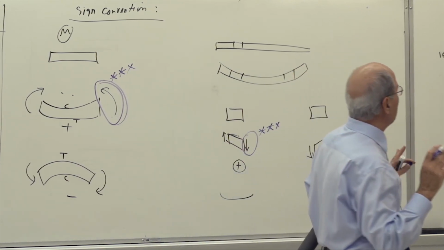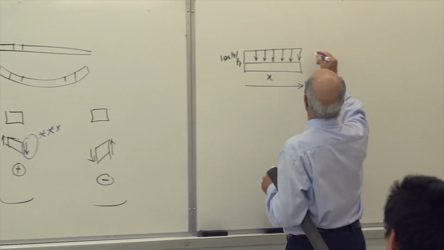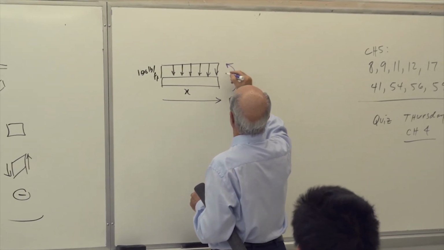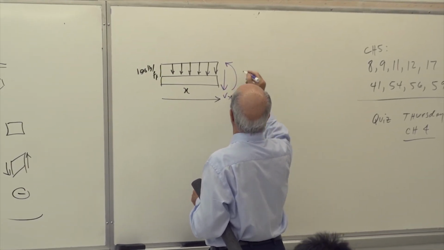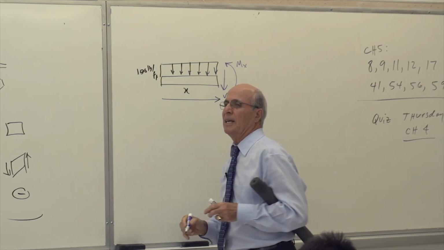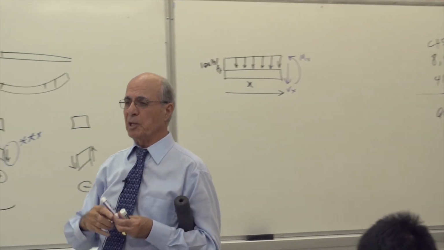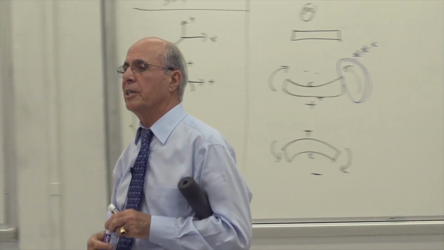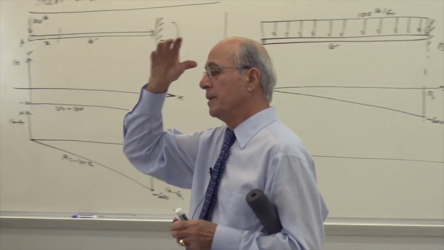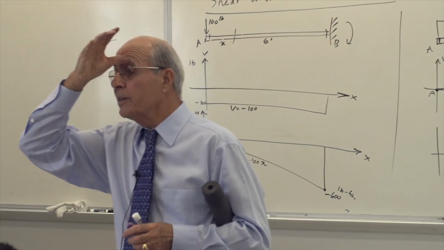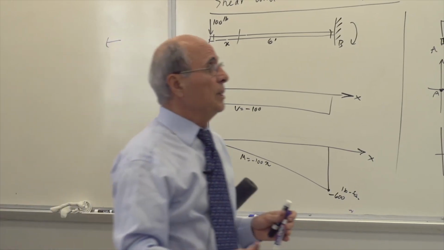Then we are going to assume it is a positive M here. This is a positive M and positive shear, and we are going to call it Mx and Vx as a function of x because it's going to change with x. Is that correct or not? Yes? Then we are going to apply our static equilibrium to it.